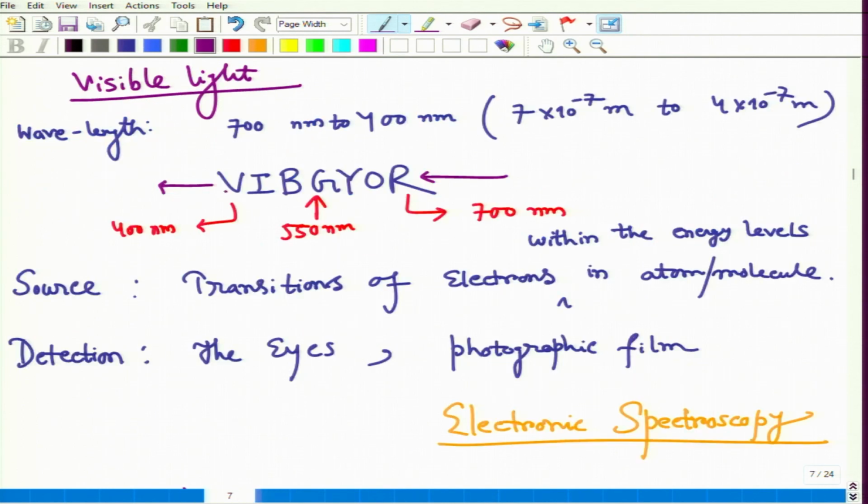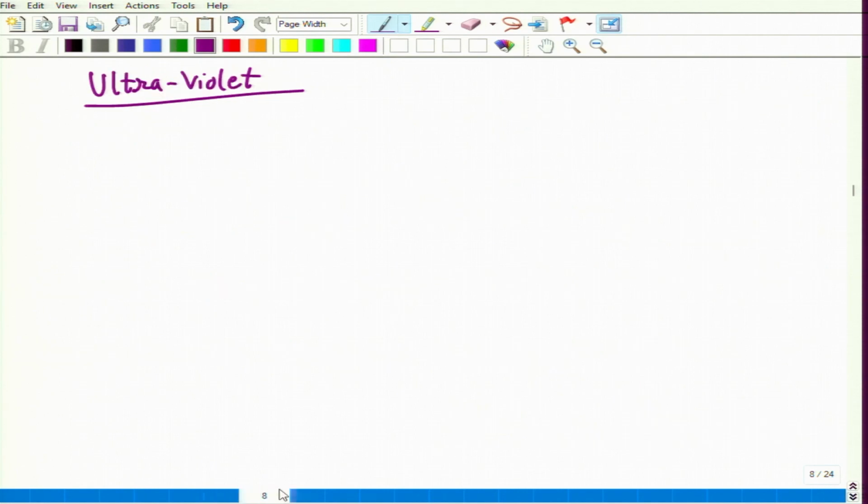And the violet color has a wavelength of 400 nanometer, and ultraviolet has a wavelength less than 400 nanometer. That's why it's called ultraviolet. Okay. So what is the wavelength? It should be less than 400. So it is 4 into 10 to the power minus 7 meter to 6 into 10 to the power minus 8 meter. This is the wavelength. Okay, so what is the source?